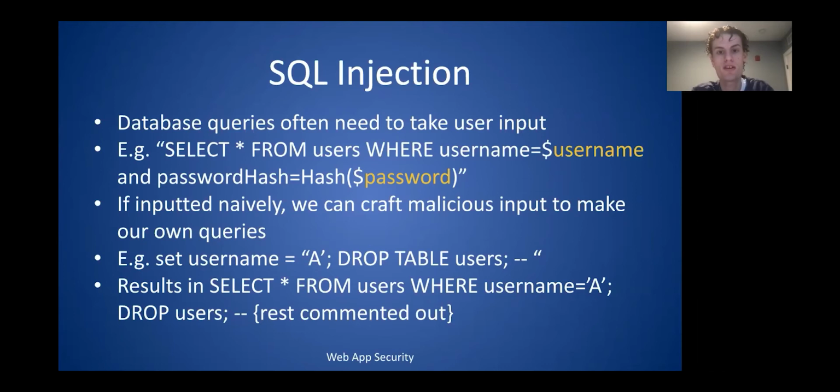And then input a SQL command after that drops a user table from the database, deleting all of the users on the website. After that, we can use double hyphens to comment out the rest of the query to avoid syntax errors. So this means that we end up with a query that selects a single user with username A, then drops the entire user table, and then finishes this with the comments instead of the rest of the query.